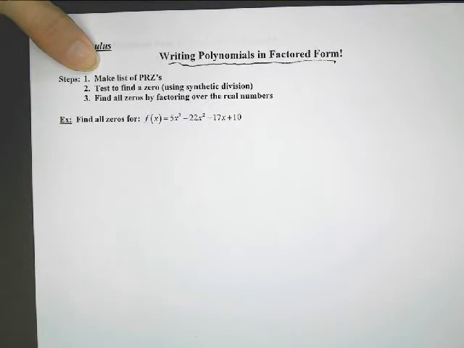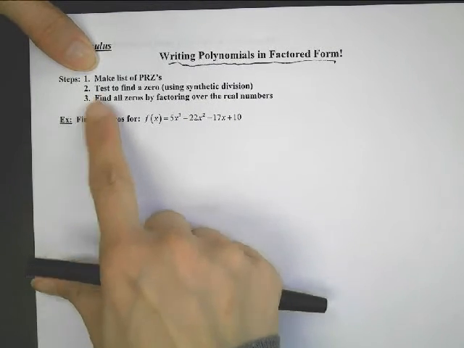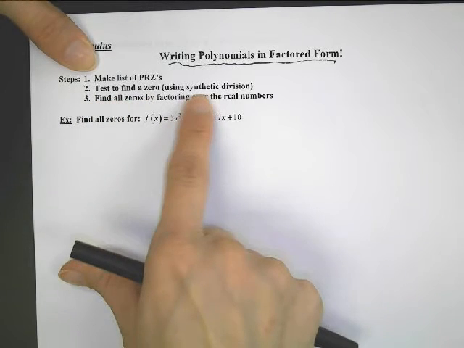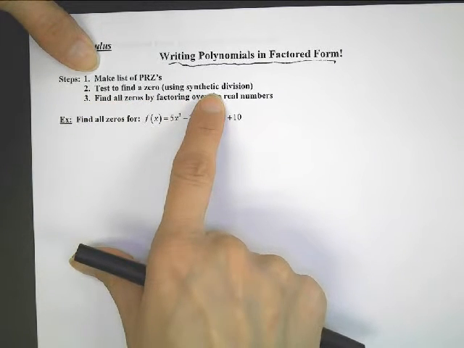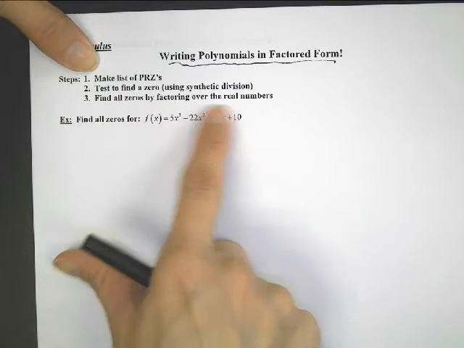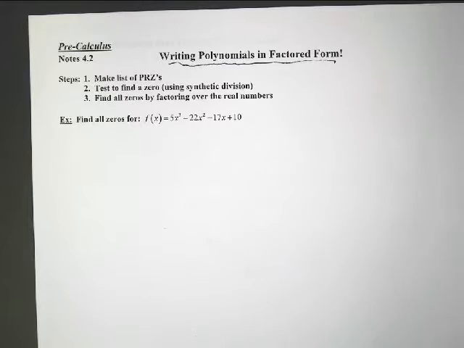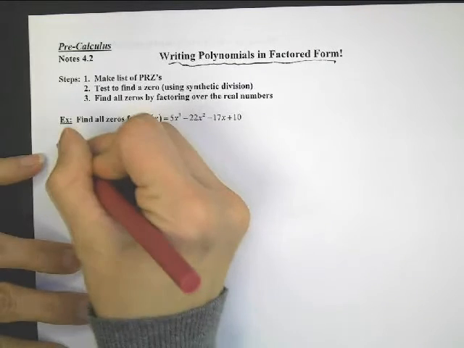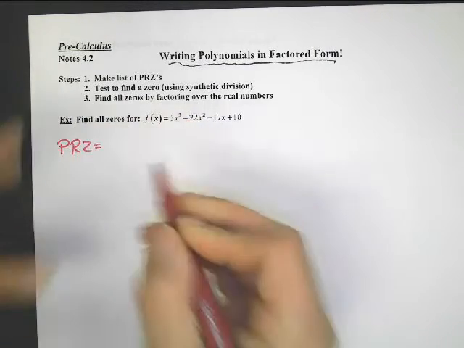Step 1, you make a list of PRZs. Step 2, you test them with synthetic division. You try to find the one that works. Once it does, you find all the zeros by factoring over the real numbers. Okay, let's do that. Step 1, we need to make a list of PRZs.